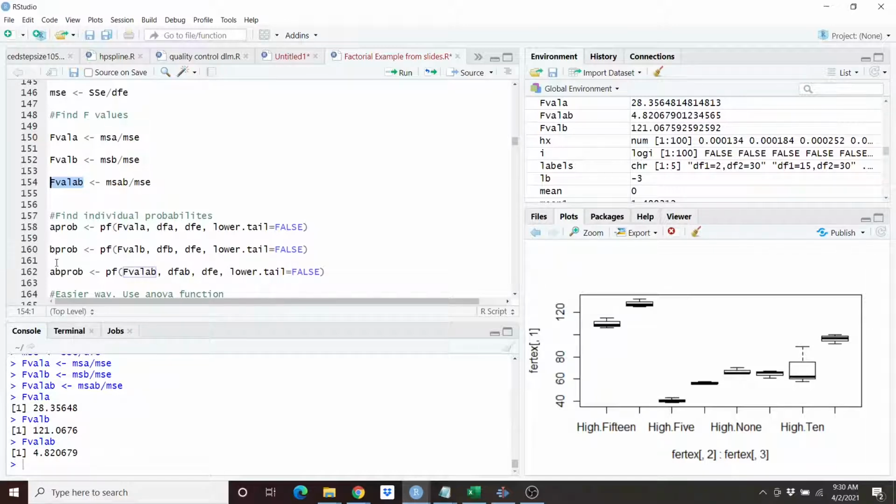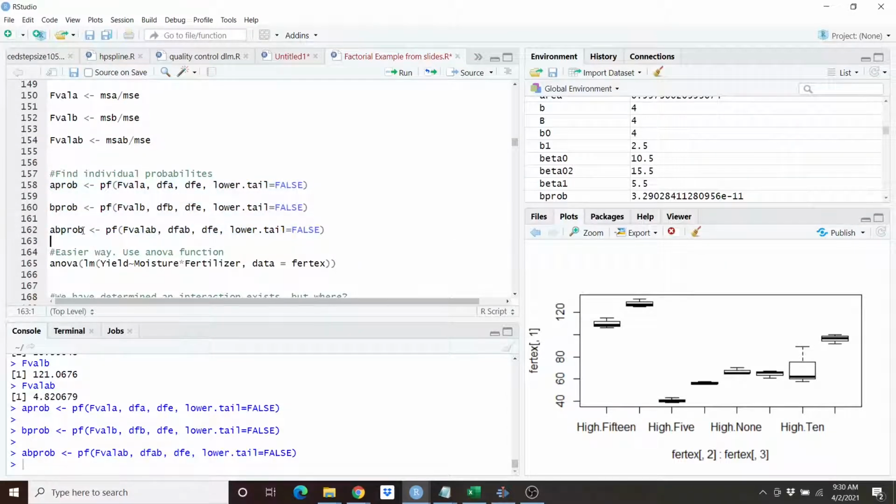Now, I'm going to find the probabilities for A, B, and the interaction just using the probability of F function, where here I've plugged in the F value for A, the degrees of freedom error, and I'm looking in the upper tail. Likewise for B and for the interaction. And so I'm going to run through and just run these.